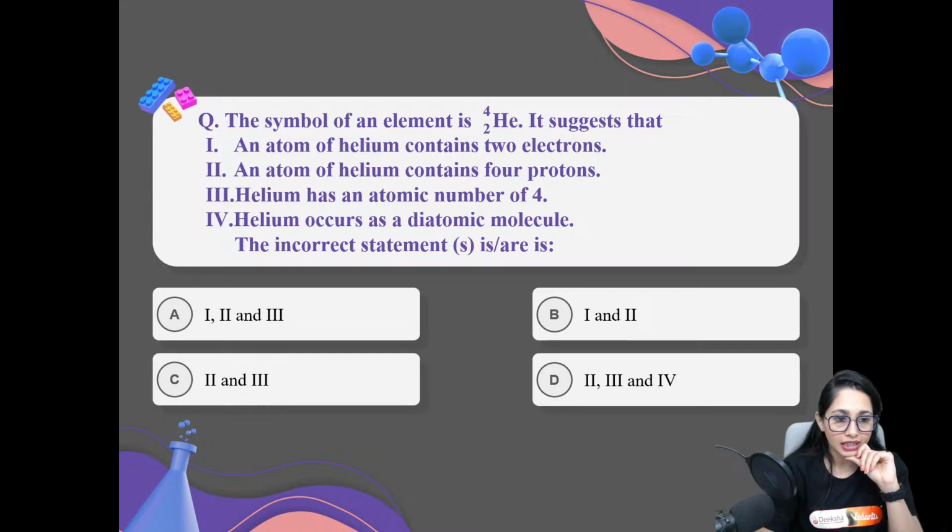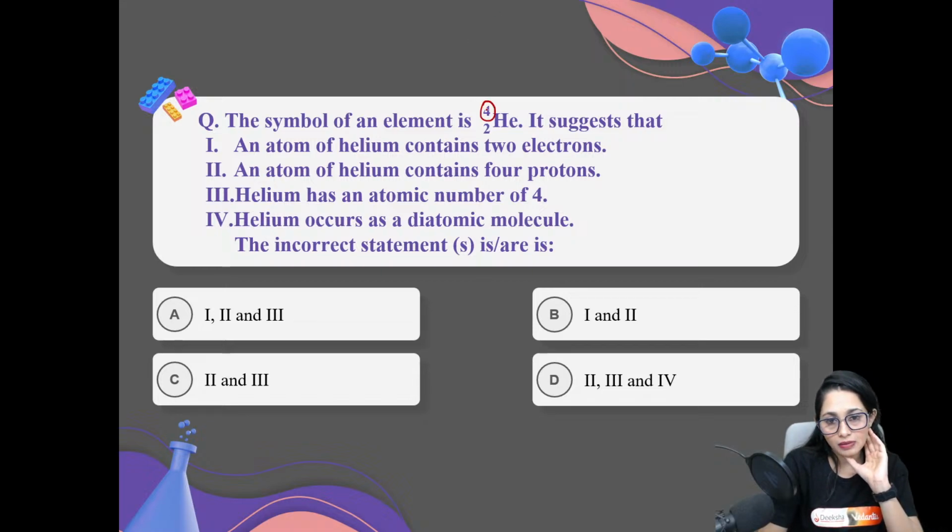Moving on, the symbol of an element is 4He2. It suggests that an atom of helium contains 2 electrons. An atom of helium contains 4 protons. Helium has an atomic number 4. Helium occurs as a diatomic molecule. The incorrect statement is, or are, how many incorrect statements are there?